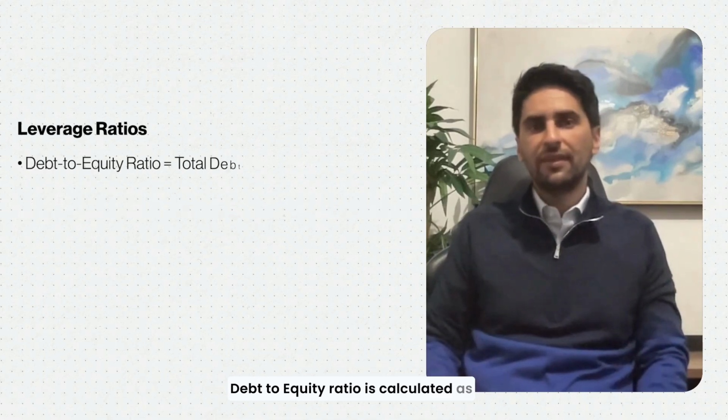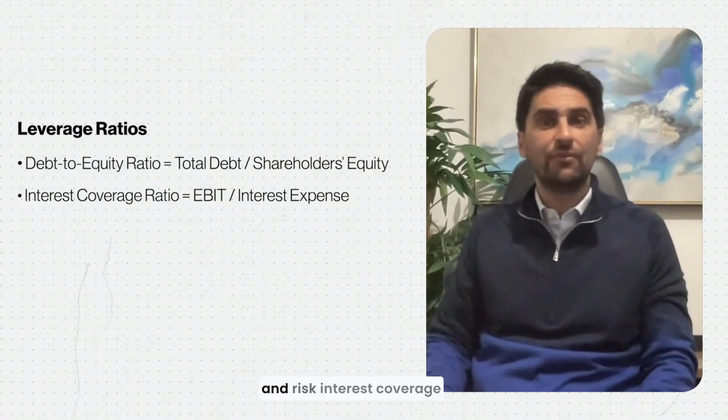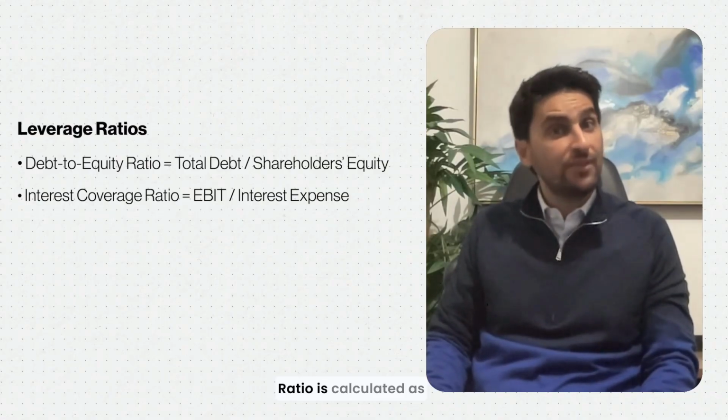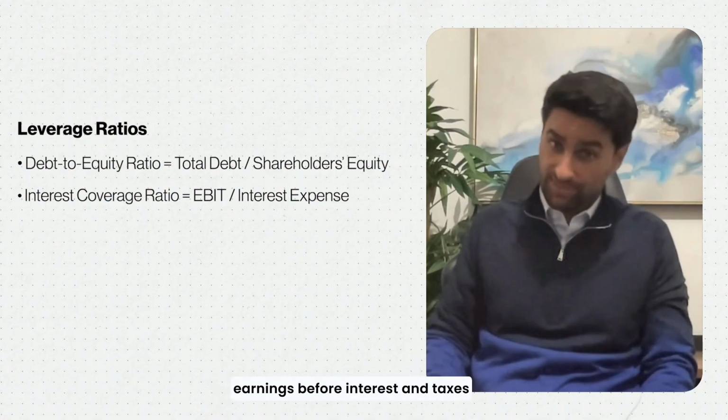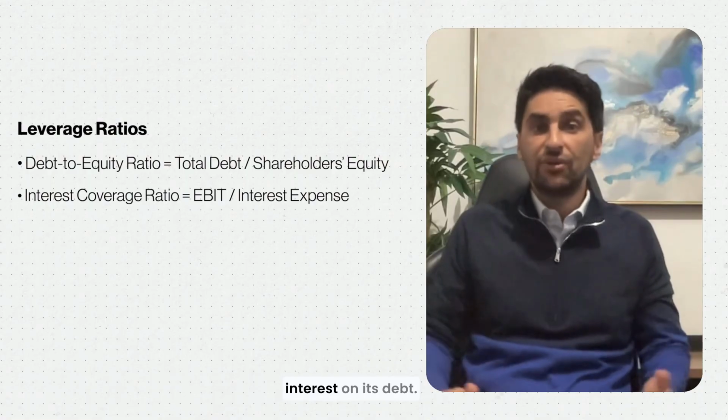Debt-to-equity ratio is calculated as total debt per shareholder's equity. It assesses financial leverage and risk. Interest coverage ratio is calculated as earnings before interest and taxes per interest expense. It indicates how comfortably a company can pay interest on its debt.